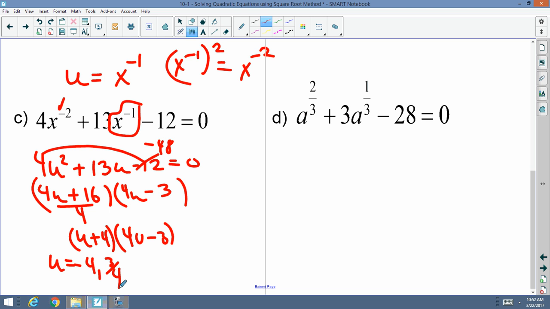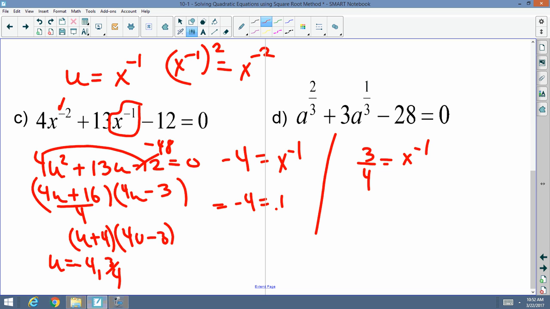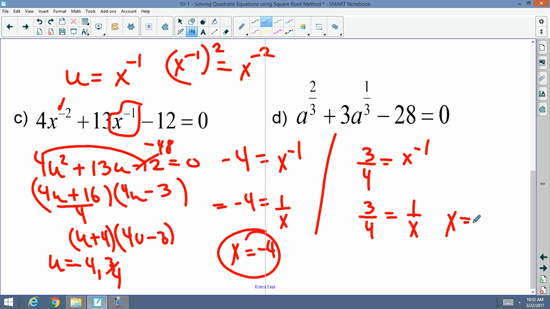Now I have to plug it in. So u, which is negative 4, equals x to the negative 1. And u, which is 3/4, equals x to the negative 1. I can't work with x to the negative 1, so what does x to the negative 1 become? So negative 4 becomes 1 over x. So x equals negative 4. And 3/4 equals 1 over x. So x equals 4/3. And those are my two solutions.